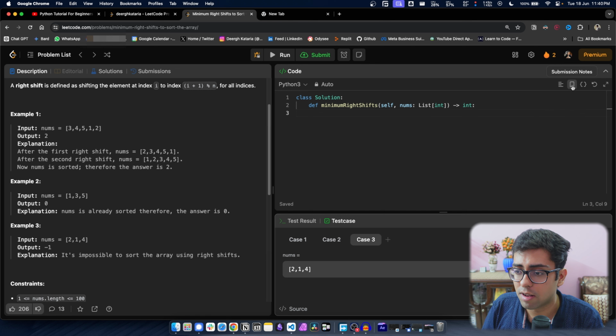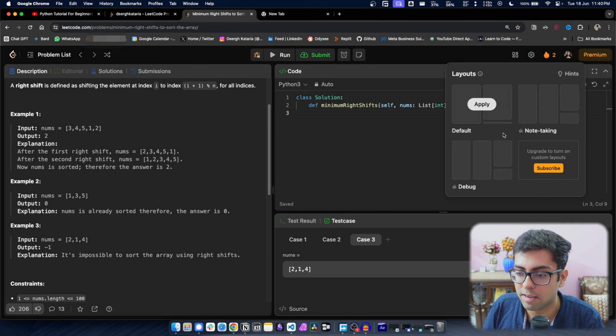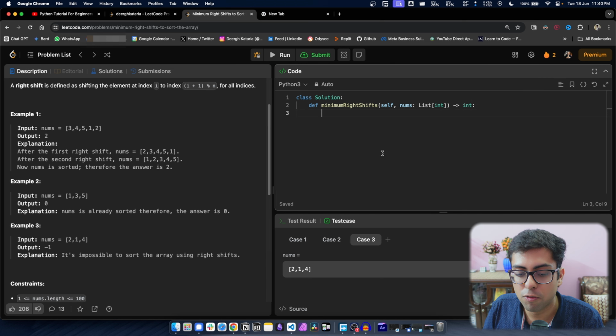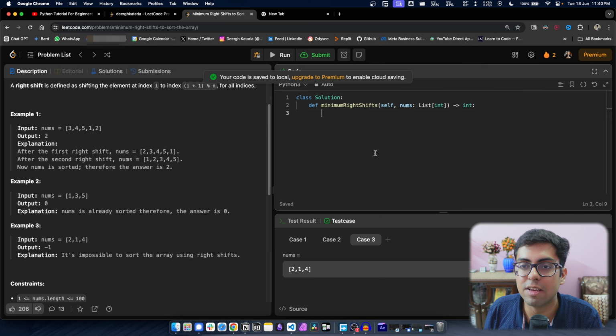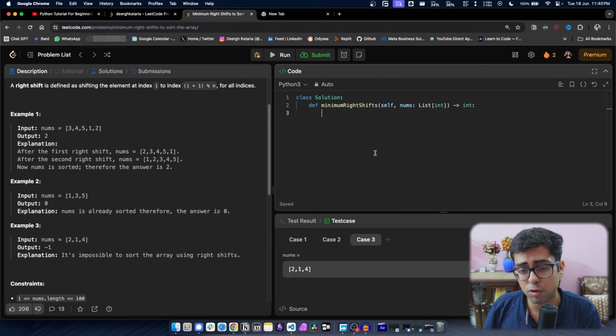You can write your code over here. There are also other options, like submission notes and stuff. You can retrieve your last submitted code, and so on. It's a bunch of stuff. You can also reset the UI layout. Most of these features are over here. You can also, for example, press Ctrl+S and save the code, but that's available in the premium version. But it doesn't matter.